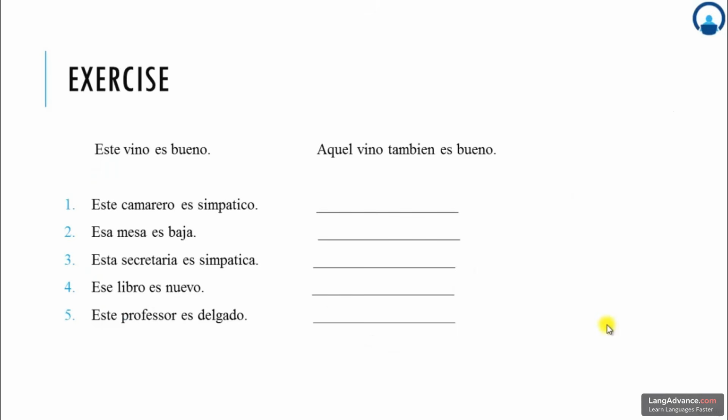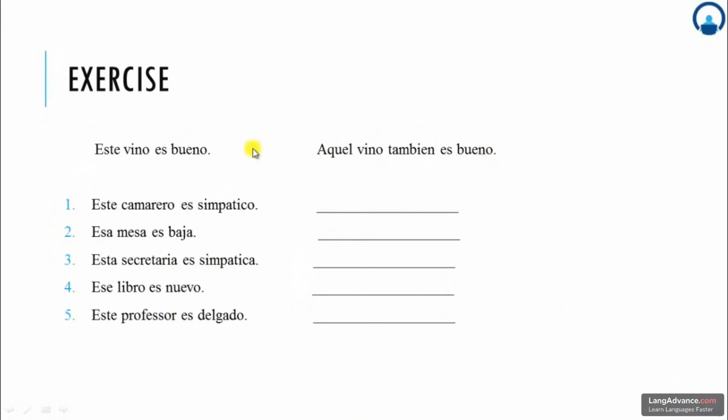So here we have an exercise for you. Example, the statement we have is este vino es bueno. That means this wine is good. The answer is aquel vino también es bueno. That means that wine also is good.